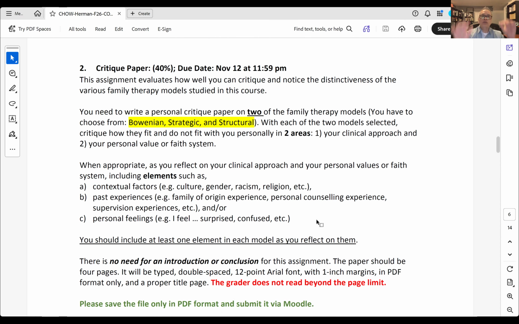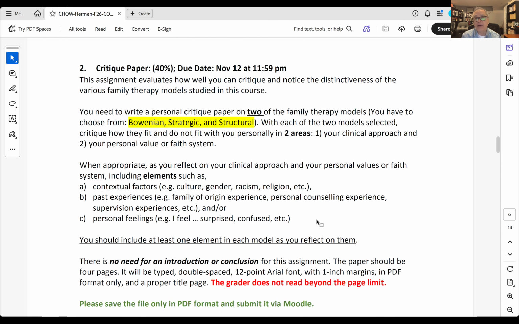But I'd like you to focus on two topics. One is your own clinical approach, the way you see yourself practicing clinically, whether you are practicing already or not. If you're not practicing, maybe potentially how you'd like to see yourself practicing clinically. And if you're already practicing, being the kind of therapist you are, how do those two models fit you and not fit you? So that's your first category.